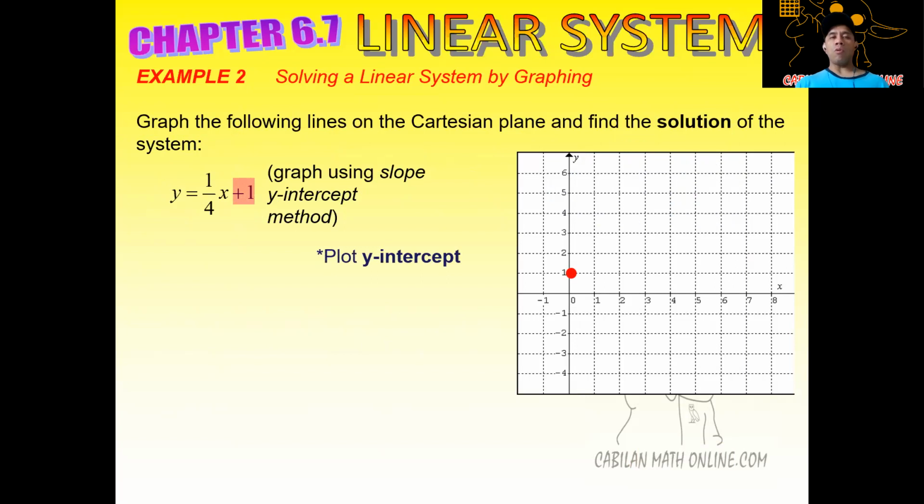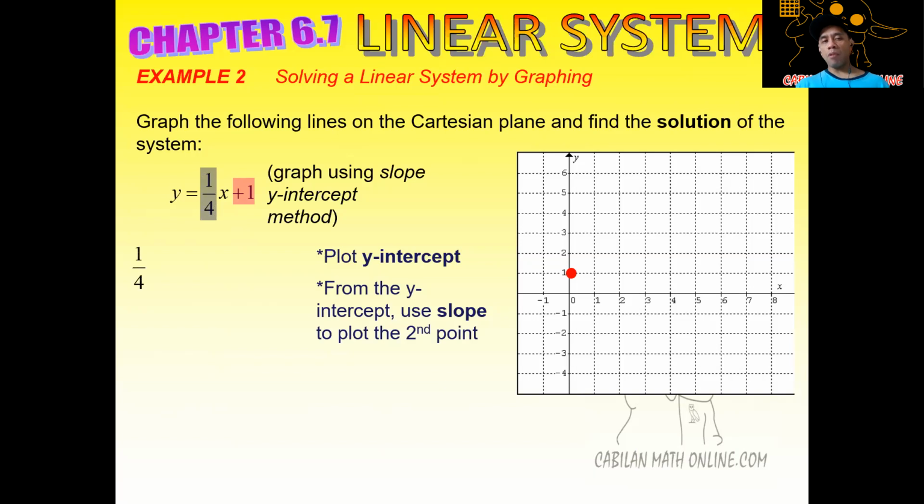Step number 2, we need to take the slope and plot the second point using the slope, and you're always going to start from the y-intercept. The slope consists of two numbers, a rise and a run. The top number is the rise, which tells us how many spots to go up from the y-intercept. So from the y-intercept, we're going to go up one. Then the 4 here is the run, which tells us how many spots to go right.